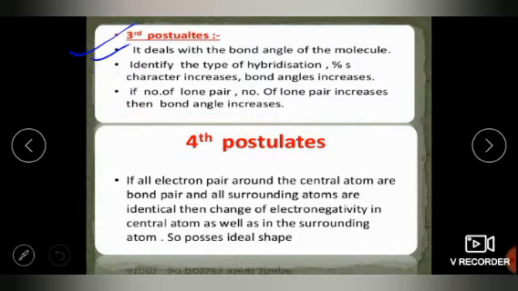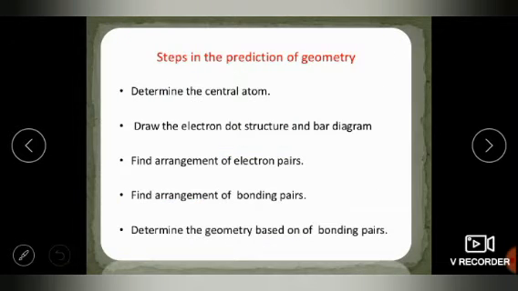Fourth postulate: if all electron pairs around the central atom are bond pairs and all surrounding atoms are identical, then the change of electronegativity in the central atom as well as in the surrounding atoms supposes an ideal shape. If there is 0 lone pair, only bond pairs, then the molecule will possess an ideal shape.